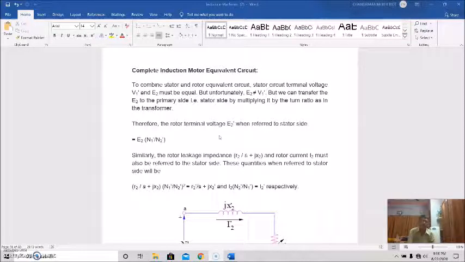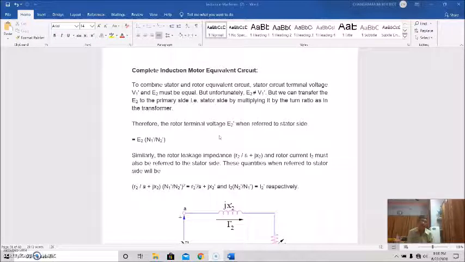But we can transfer the E2 to the primary side, that is the stator side, by multiplying it by the turns ratio, as we have done in the case of the transformer. Therefore the rotor terminal voltage E2 prime when referred to the stator side will be equal to how much? It will be equal to E2 into N1 prime by N2 prime, where N1 and N2 are the number of turns of the stator winding and the rotor winding respectively.